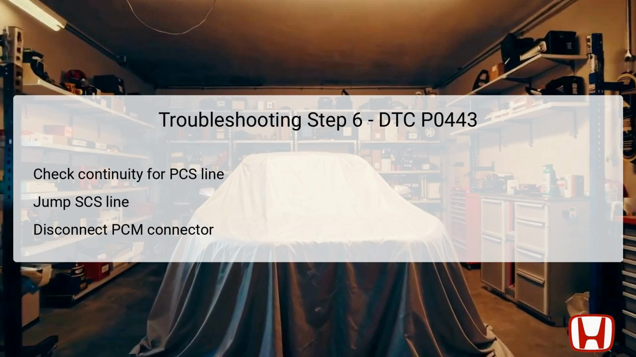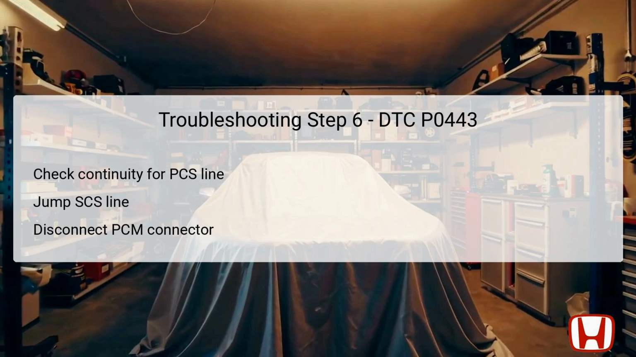With both the EVAP Canister Purge valve 2P connector and PCM connector B disconnected, check the continuity between the 2 designated test points. The first point is the number 1 terminal of the EVAP Canister Purge valve's connector, and the second point is the number 15 terminal of the PCM connector B.